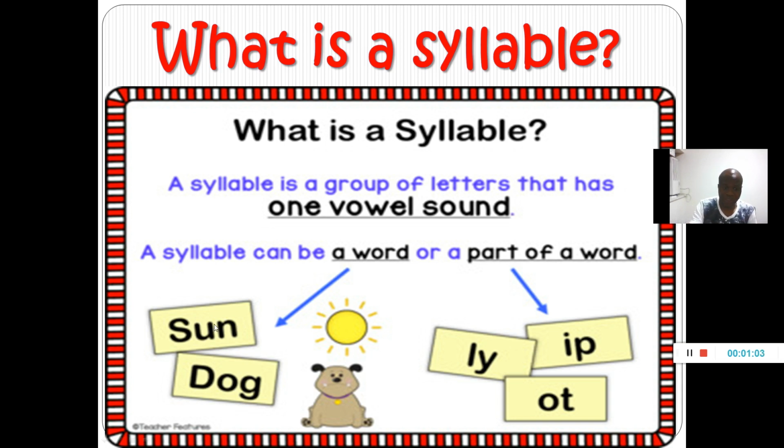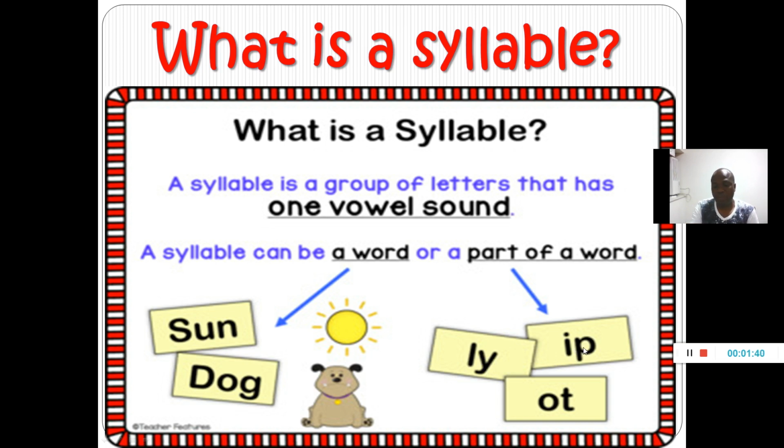We have sun. Our vowel is u, so our u is a syllable. Next, dog. Our o is a syllable because it is the only active vowel in the word. Then we have fly. If you look at the word fly, our syllable here is y. Sometimes y is a vowel, because y can make the i sound, the long i. It can also make the e sound.